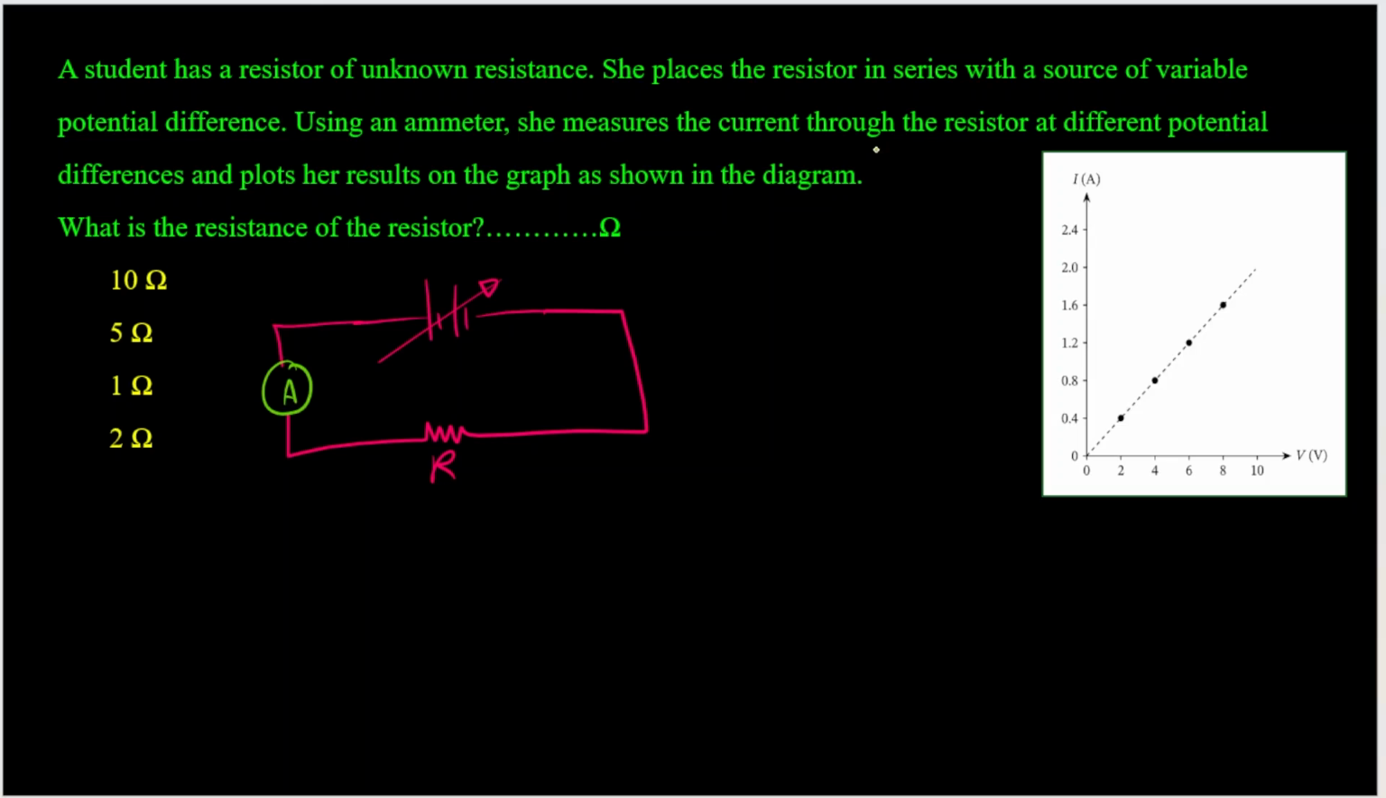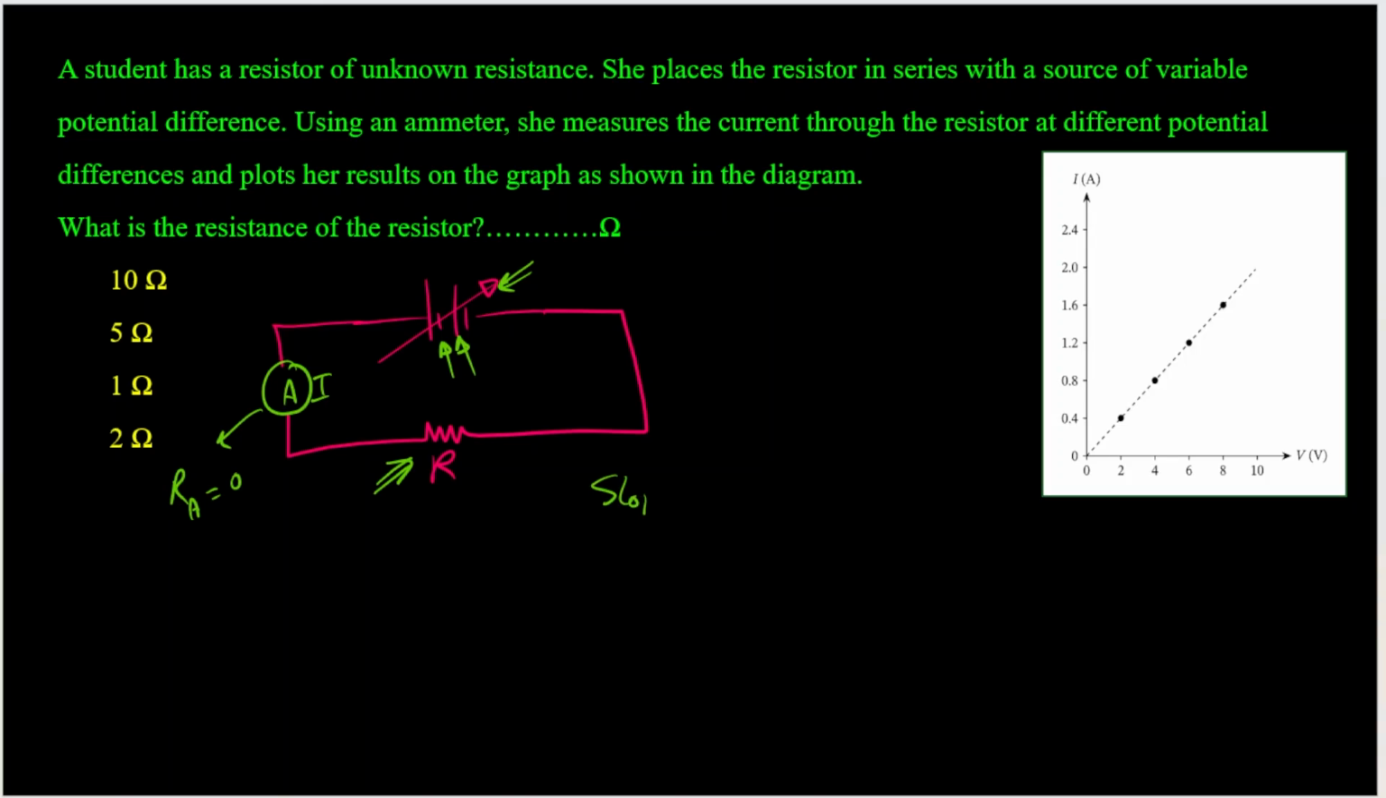She measures the current through the resistor at different potential differences and plots her results on the graph as shown in the diagram. What is the resistance of the resistor? So she measured the current from this ammeter and she recorded the value of the voltage from the source, because the voltage of the source will be exactly the voltage between the two terminals of the resistance, because this is the only component and the resistance of this ammeter is negligible, is 0.